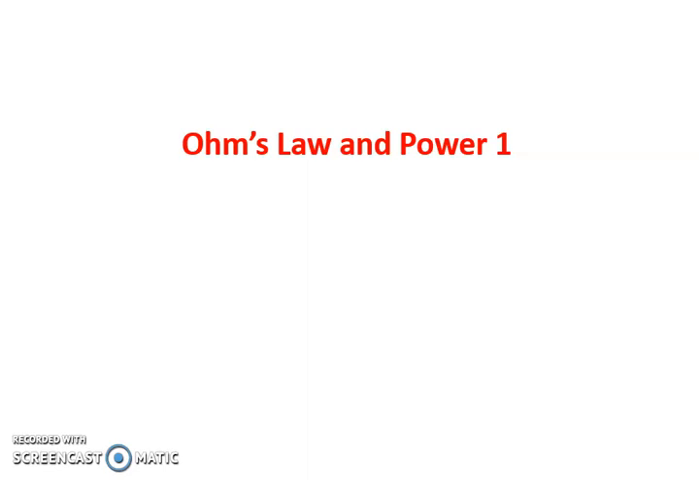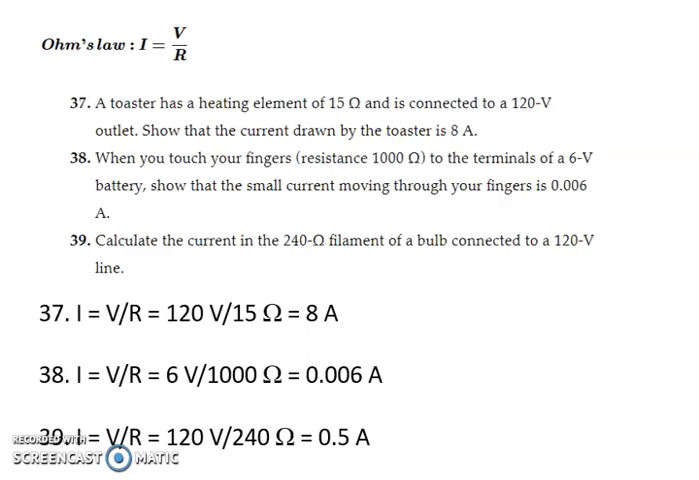These are simple Ohm's law and power problems. Part 1. Ohm's law states that I is equal to V over R. I here stands for current in amps, V is voltage in volts, and R is resistance in ohms.